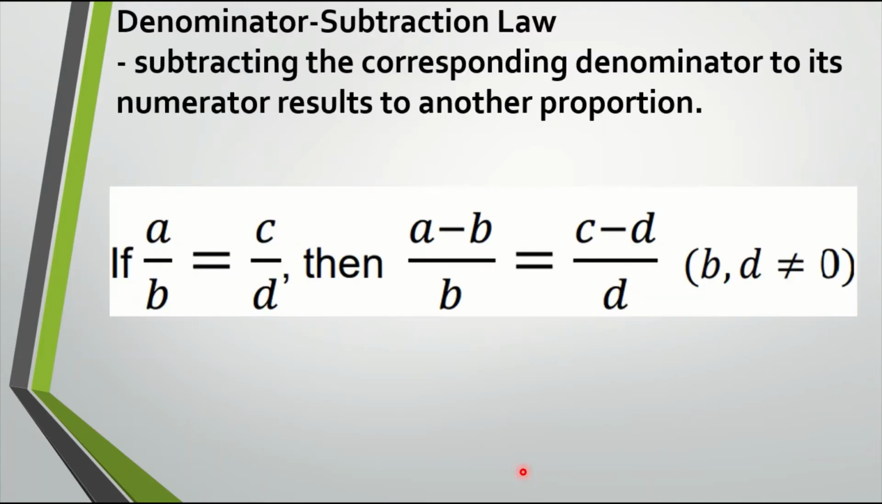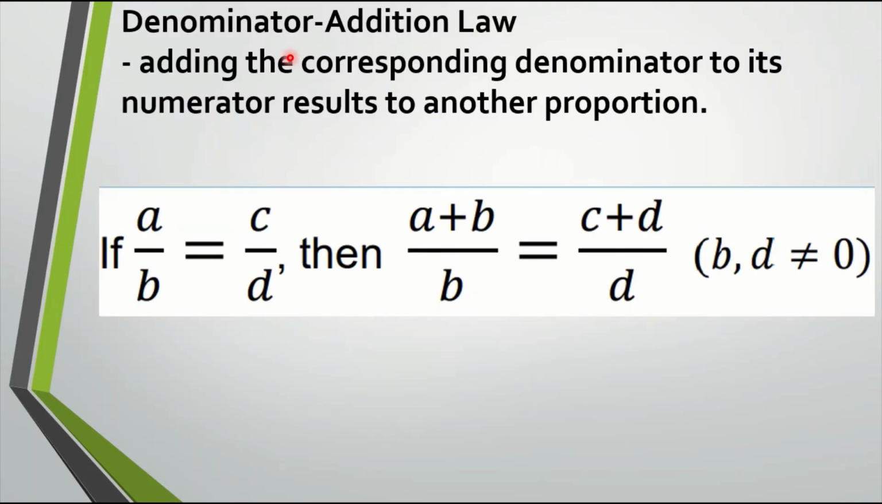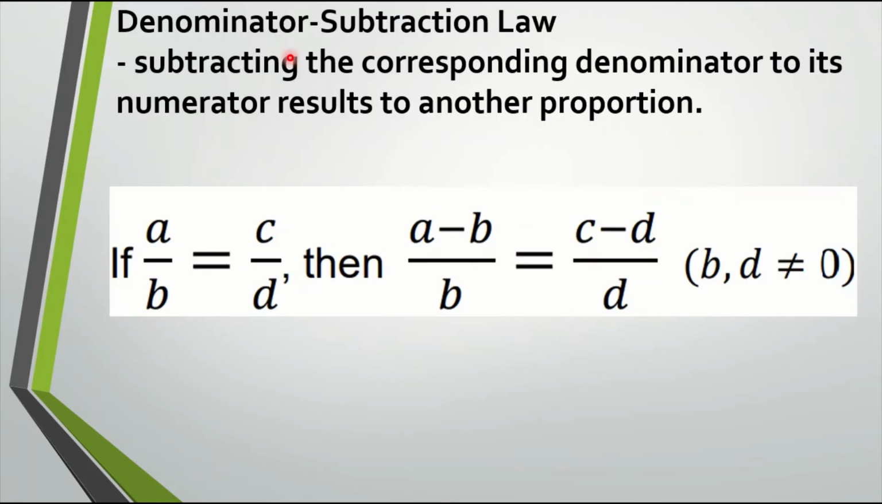Okay? Another one, denominator subtraction law. Subtracting the corresponding denominator to its numerator results to another proportion. Just like what we had kanina, which is the denominator addition law. Sunod mo nang gagamitin ay denominator subtraction law, which is subtracting the corresponding denominator to its numerator results to another proportion. Kung ano yung denominator mo, subtract mo lang siya. Kung kanina nag-plus b tayo, ngayon magma-minus b tayo.